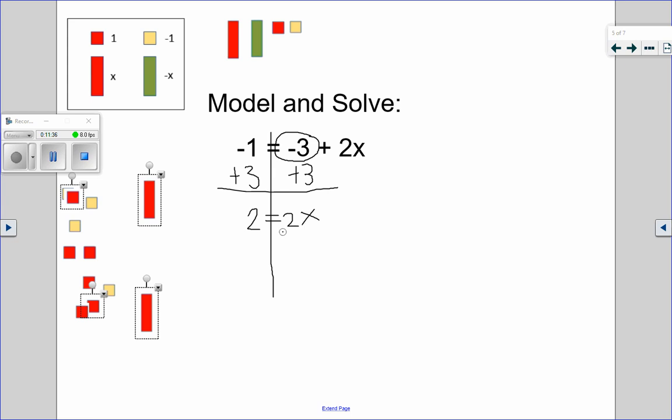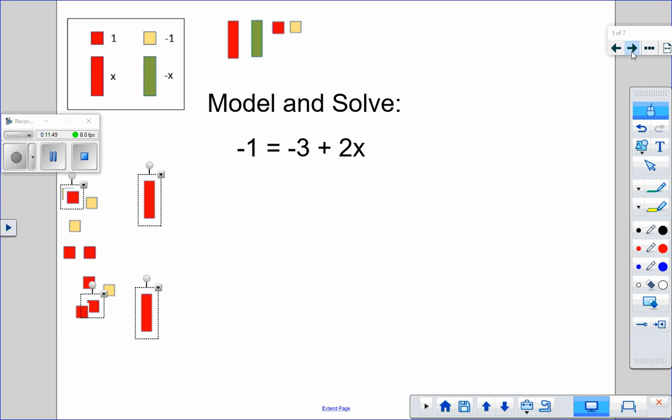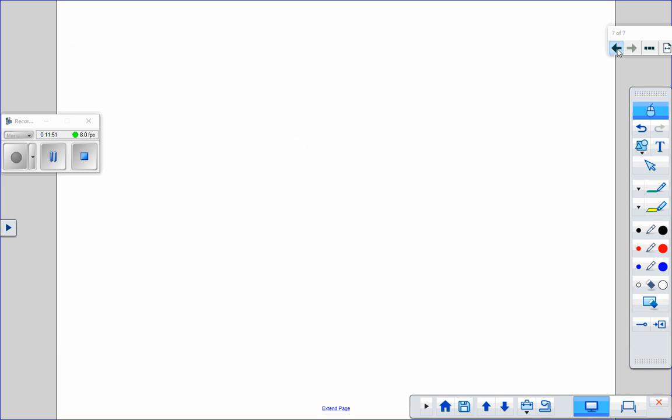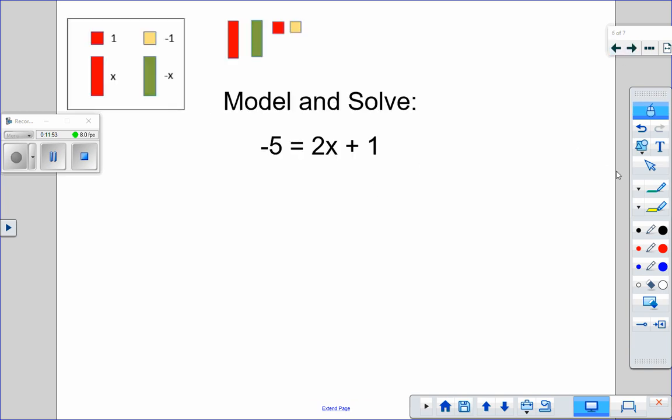And my last step, I can split that one up. So I have divided by 2, divided by 2. So I have 1 is equal to x. And that's what I had before. All right. I think this is the last one. Yep, this is the last one we're going to do. Go ahead and pause your video and try this one on your own.